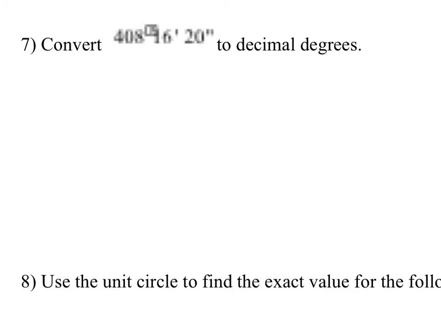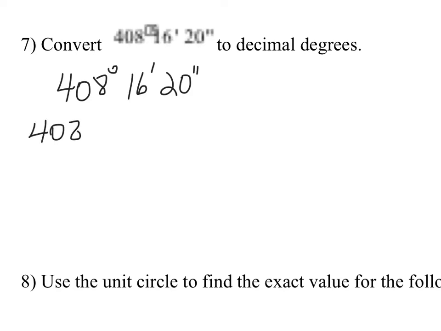All right, in problem 7, I have a coordinate that's 408 degrees, 16 minutes, and 20 seconds, and I want to convert that back into decimal degrees. So what we're going to do now is the opposite of what we just did. We're going to keep the 408, but then we need to convert this 16 minutes into decimal form. So we're going to divide 16 by 60 this time instead of multiply.